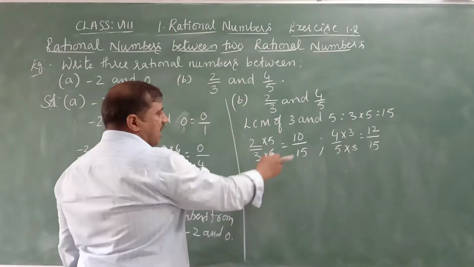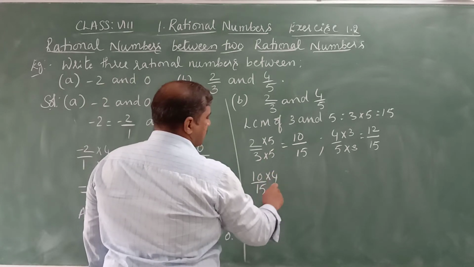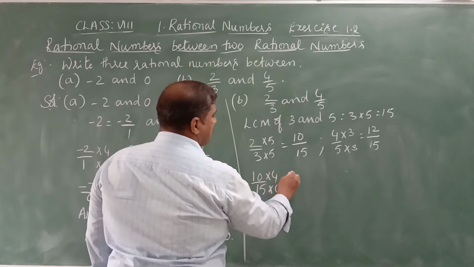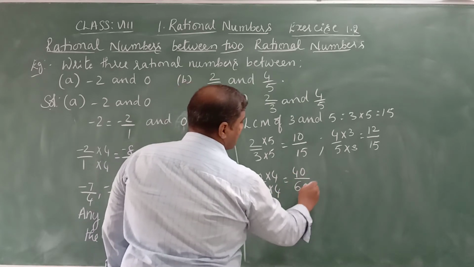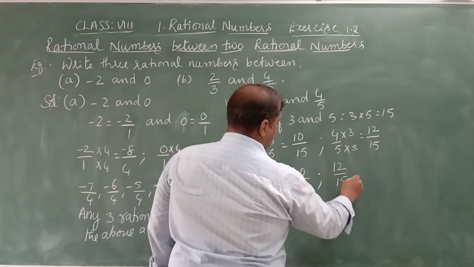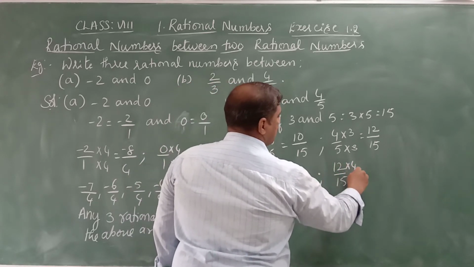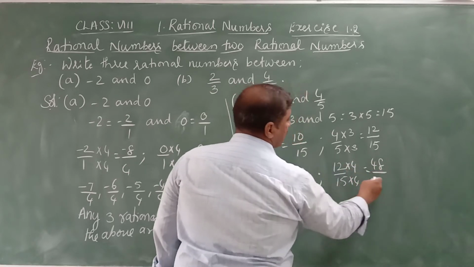So when we multiply with 4, 10 by 15. So what we get? 10 into 4, 10 4s are 40, divided by 15 into 4, 15 4s are 60. And this 12 by 15 is multiplied with 4. So 12 into 4, 12 4s are 48. And this is 15 into 4, 60.